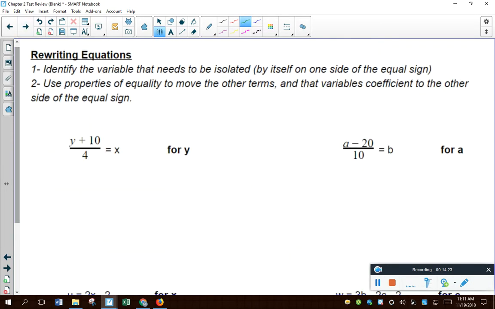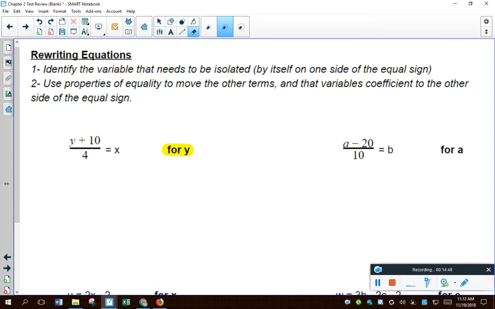The last portion of this exam is going to be rewriting equations in terms of a different variable. So if we look on the left-hand side, we have y plus 10 all over 4 is equal to x. So as of right now, this equation is in terms of x. What we're being asked to do is solve it in terms of y. So I need to isolate, which means get by itself, my y.